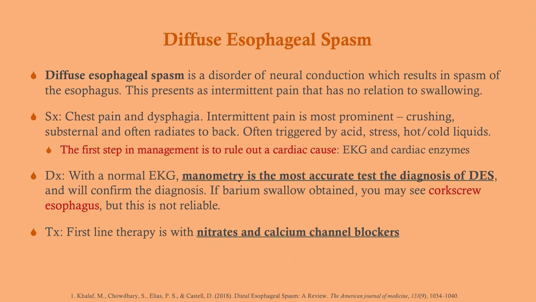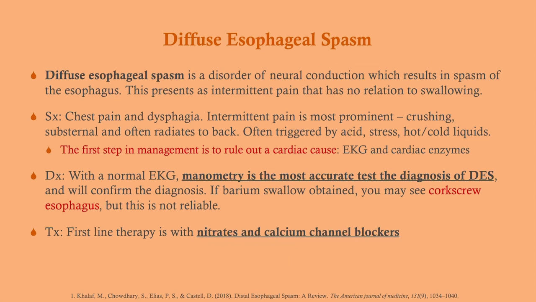Diffuse esophageal spasm is a disorder of neural conduction that results in spasm of the esophagus. This hurts. Okay, now this is not odynophagia. This comes on randomly. It's not associated with swallowing. However, it can be triggered, but this can come on out of nowhere. And so for that reason, because they're getting chest pain out of nowhere, what do you think these people come in thinking they've got? They come in thinking they've got a heart attack. They're pointing to their chest.